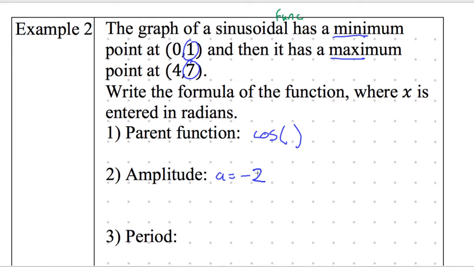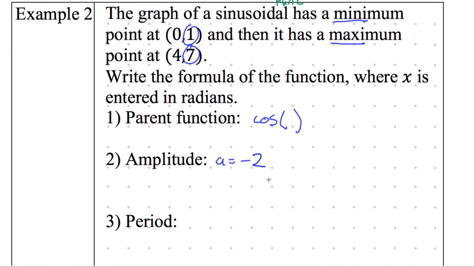If you need to replay that video, go for it. But that is pretty confusing, how to get negative 2. I hope that we can understand how to get that.